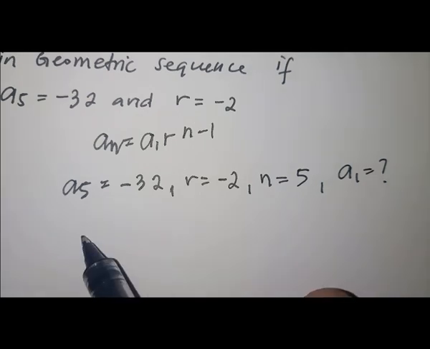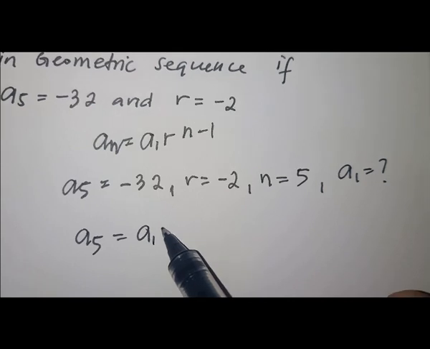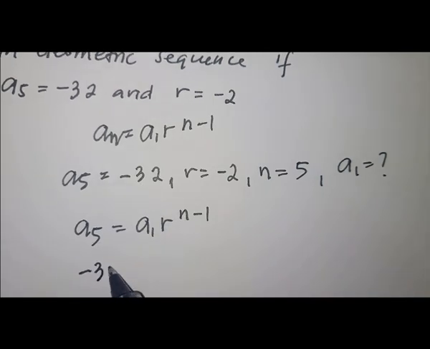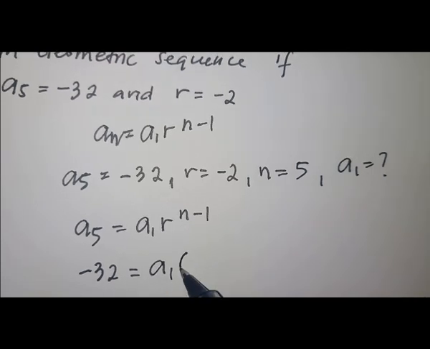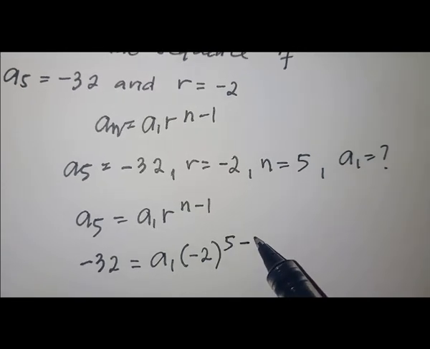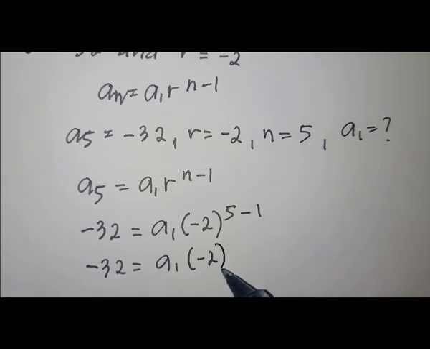Magkakaroon tayo ng equation na a sub 5 equals a sub 1 times r raised to n minus 1. Yung a sub 5 natin ay negative 32. Ang a sub 1 natin ay unknown. Ang r natin ay negative 2. Ang n naman natin ay 5 minus 1. Okay? So meron tayong negative 32 equals a sub 1 times negative 2 raised to 4.